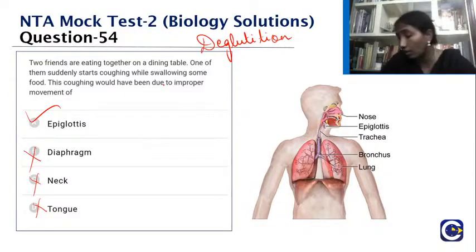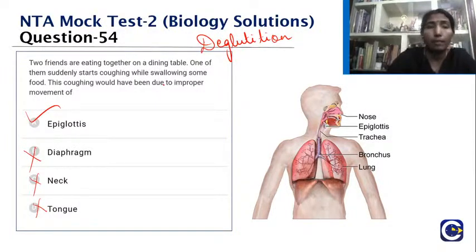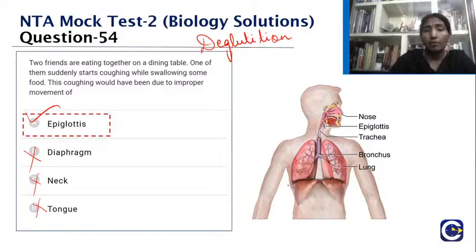So this is what happens with deglutition. I hope you understood what I wanted to convey. Whereas the diaphragm is here, so that has no role. Neck is here, nothing. Tongue is here, nothing. So the answer is epiglottis.